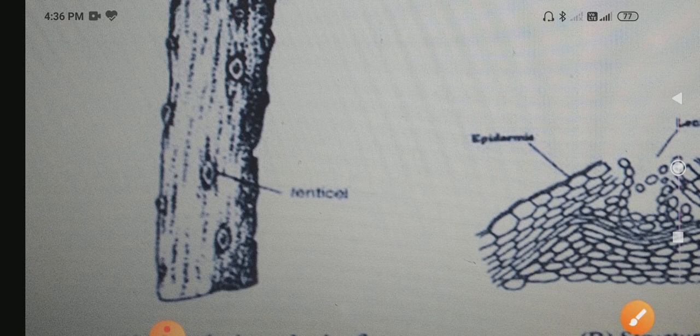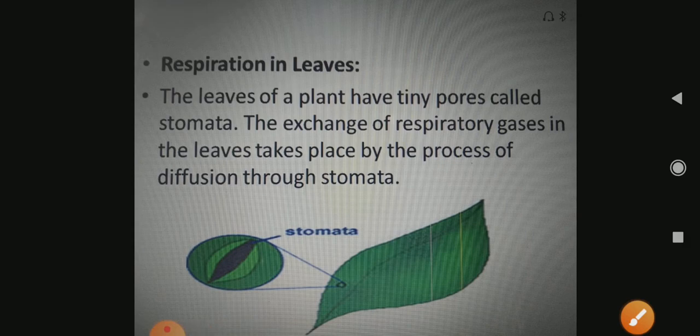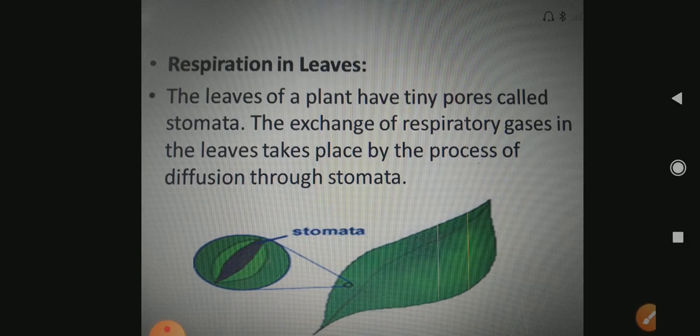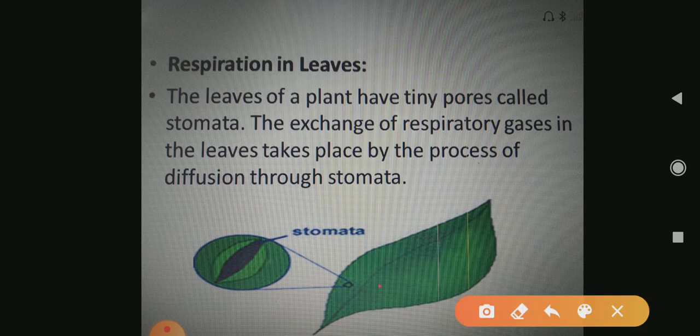And now see next, respiration in the leaves. We all know about it. The leaf has so many small pores in it. Millions of small pores are present on the leaf. These pores are called stomata, and through these stomata, air, or we can say oxygen, can go inside, and carbon dioxide can come outside. It's a simple process, you can see.